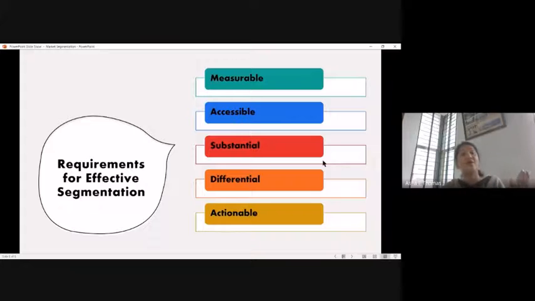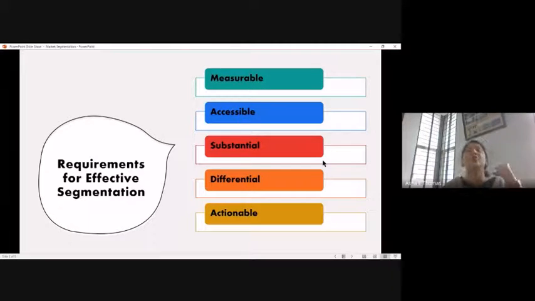There can be different ways of segmenting. Suppose I want to look at ethnic groups and offer the product to different ethnic groups. If I find that some of the ethnic groups are very limited in number, then I may not go with segmenting those.